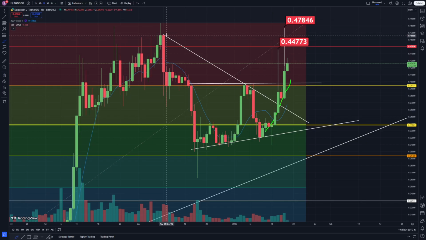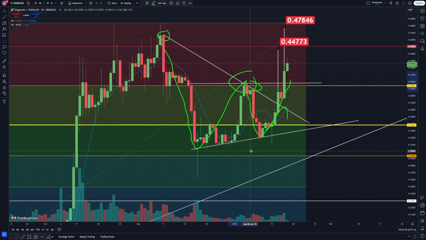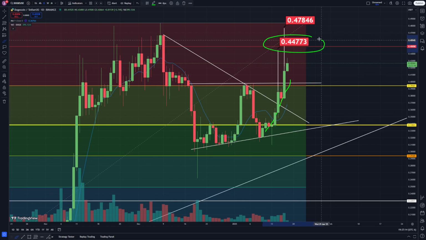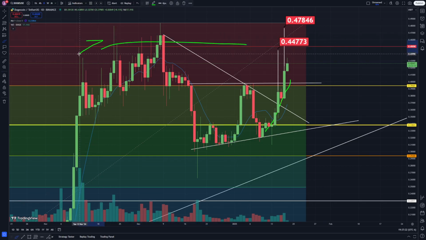And then I was also thinking, you could also argue that this resistance and this resistance kind of formed a triangle pattern, target from the top to the bottom of that triangle. And then that gives you that target of around 0.4773, which takes you to that red line, which also lines up with that previous resistance in the past in '21. And so, yeah, I'm not sure. I mean, at 0.447, it's going to be interesting to see what happens.